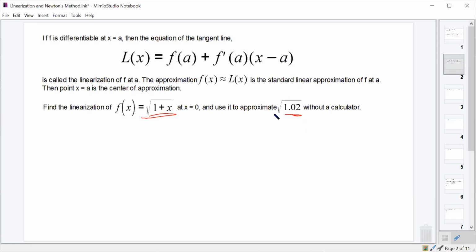Does that idea sort of make a little bit of sense? I'm going to talk more about it before we get started.